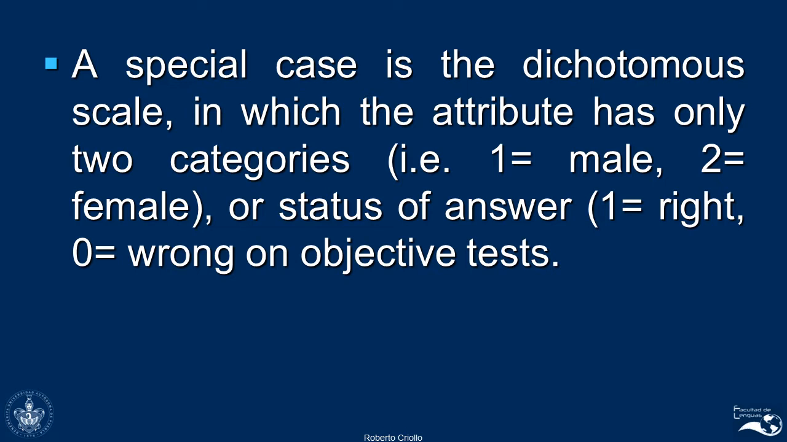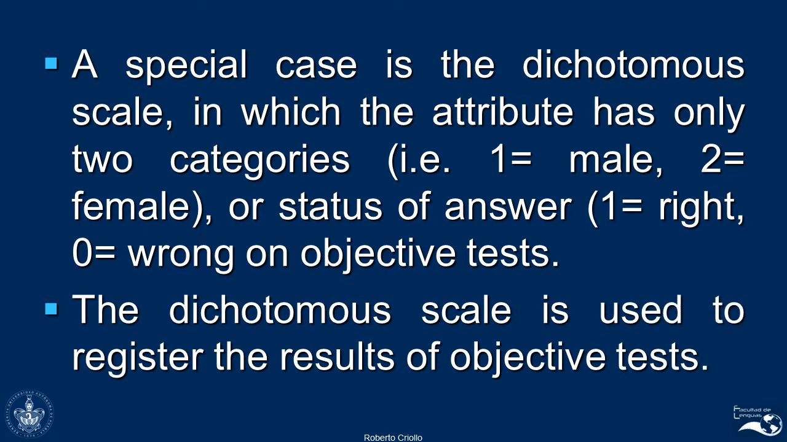Another important example is the dichotomous scale that is used on objective tests. Number 1 represents a correct answer, number 0 represents an incorrect answer. This is very important when we analyze the results of our objective tests.